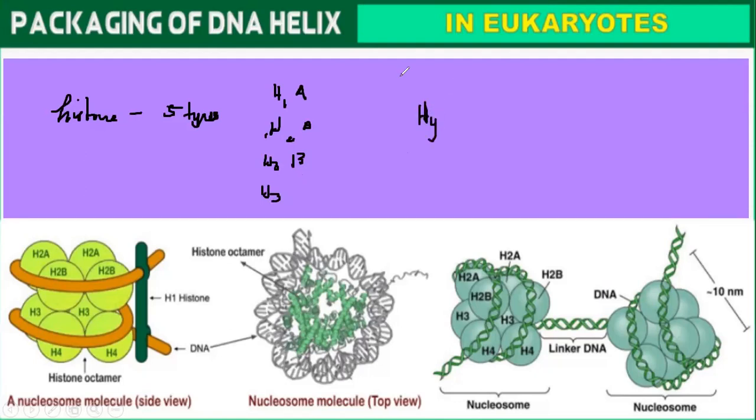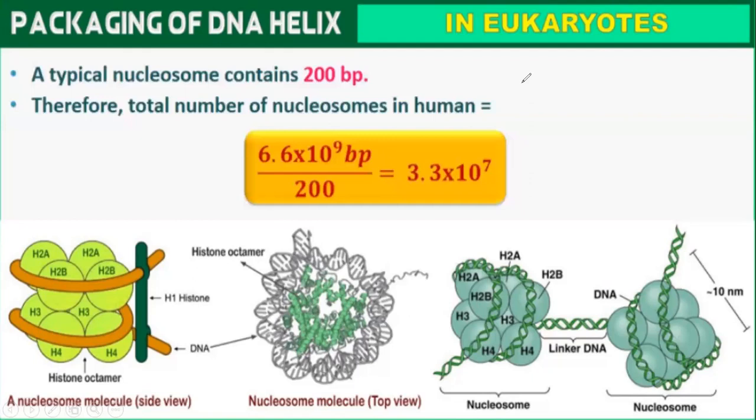These are the 5 types of histone proteins. Okay, from these, H2A, H2B, H3 and H4 together unite to form a ball called histone octamer, and its peripheral charge is positive.